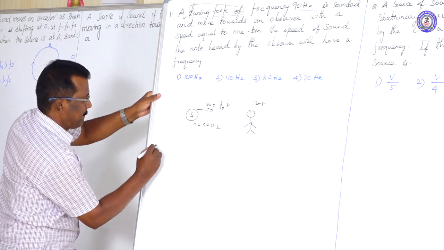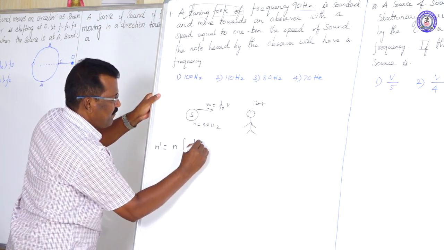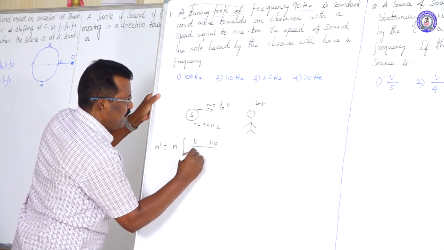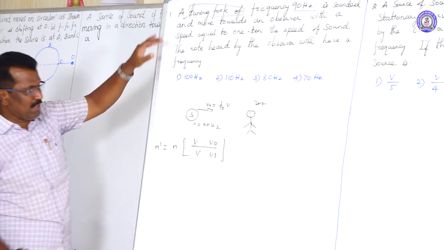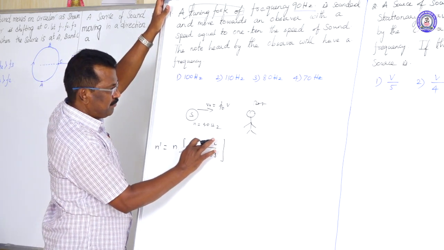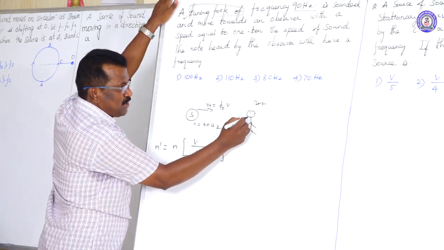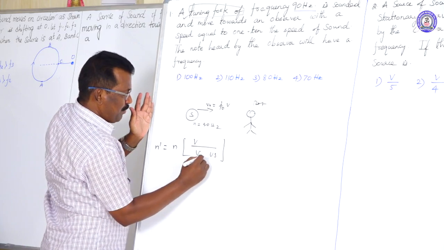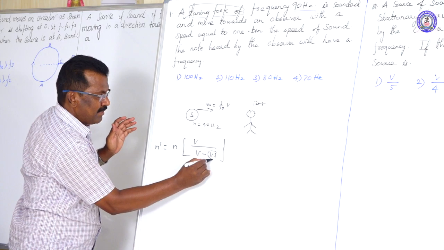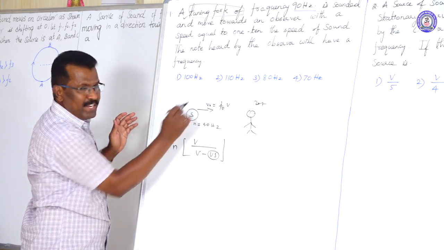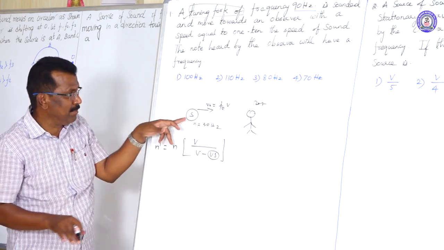So n prime is equal to n. First write V plus or minus Vo over V plus or minus Vs. Here the observer is at rest, so you put 0. The source is moving towards the observer from left to right, so minus sign. Here the Vs given is equal to 1/10 of V. V represents the velocity of sound in the medium, which is emitted by the source.